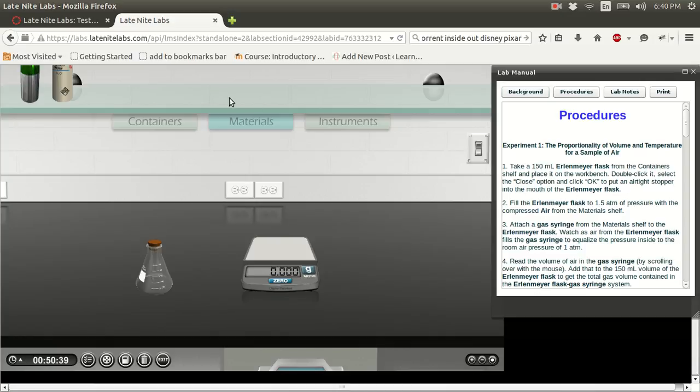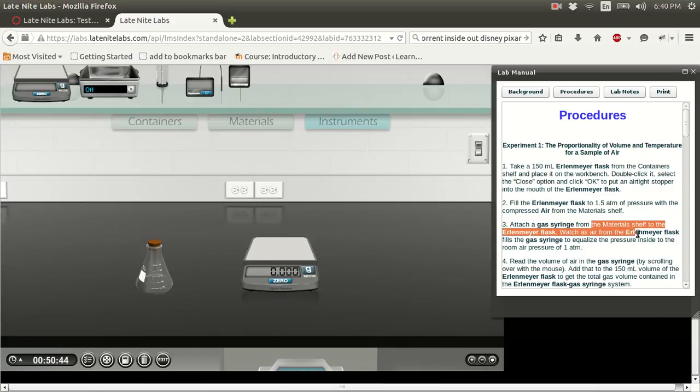Now, attach a gas syringe. Yes, it says from the material shelf, but they didn't put it there. They put it in the instrument shelf. In my opinion, it should be on the container shelf, but yeah, they didn't ask me. So there it is. We put a gas syringe. Oh, I'm sorry. I didn't add the air. So let me go add the air first. Get rid of the gas syringe. Okay, let me go add the air materials.